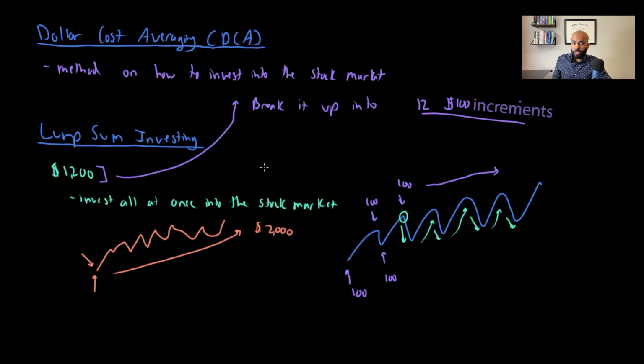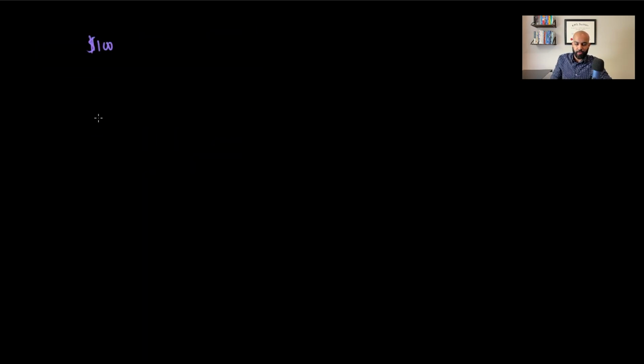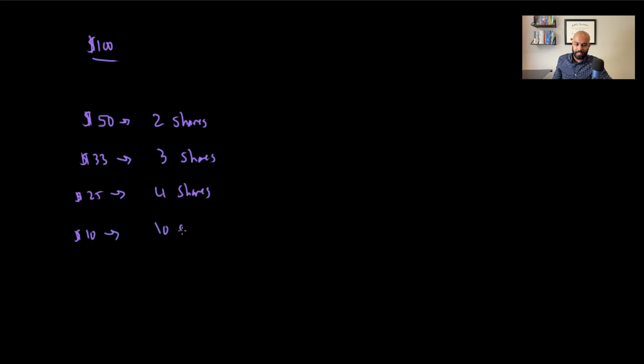Now, again, why would you want to do this? Let's look at an example. Let's say you have $100 and you want to buy a stock right now. It's trading at $50, so with this $100 you could buy 2 shares. Now let's say next month, and I'm using this for illustration purposes only, you should not be investing in stocks that are this volatile, the stock goes down to $33. Now with the same $100, you can buy 3 shares. Then let's say the stock continues going down, now it's at 25. Now you can buy 4 shares. And if it continues going down to 10, you could now buy 10 shares.